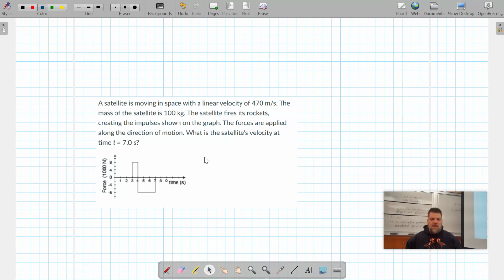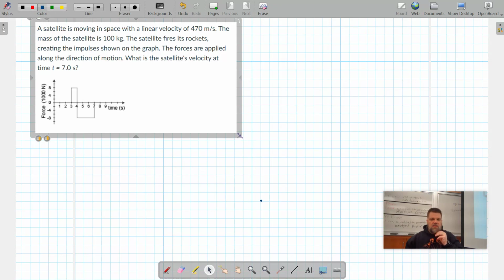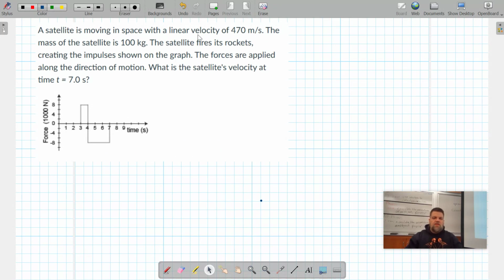Problem number 2 says that a satellite moving in space with a linear velocity of 470 meters per second has a mass of 100 kilograms, and it fires rockets to create impulses on the graph. And it says the forces are applied along the direction of motion. What is the satellite's velocity after the time of 7 seconds?